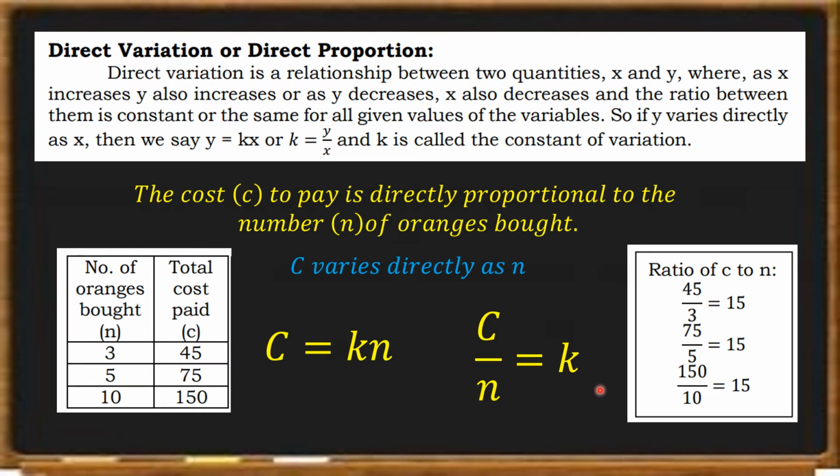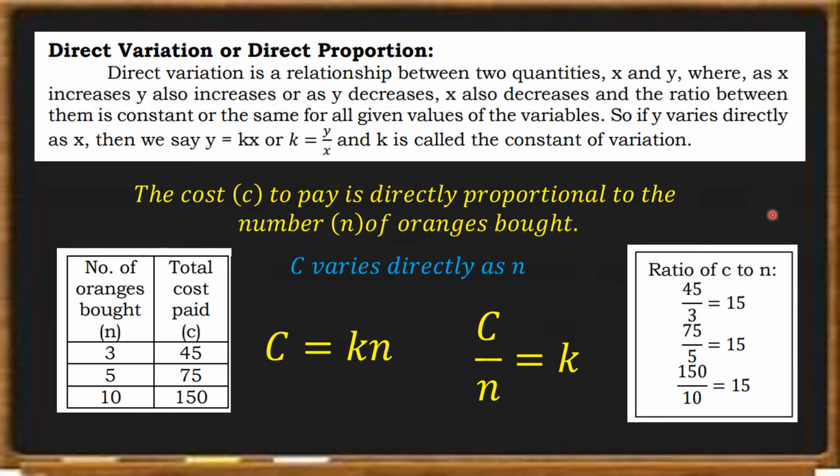Okay, so ito po yung formula. So how do you get the formula? Divide both sides by n. Divide n here, divide n here, then cancel n. So the answer is k is equal to c over n. So this is for direct variation or direct proportion.